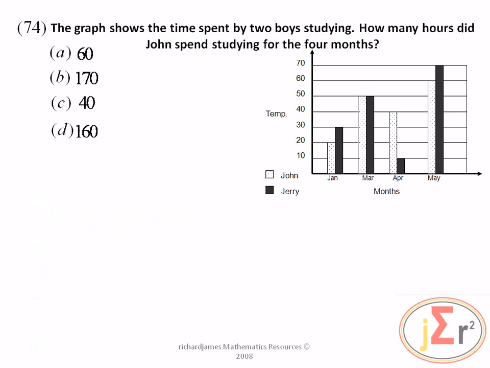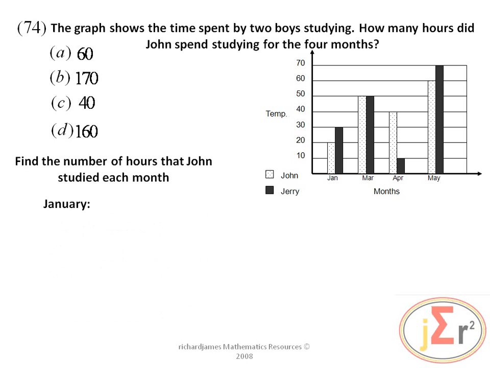The graph shows the time spent by 2 boys studying, and this particular question is, how many hours did John spend studying for the 4 months? So find the number of hours that John studied each month. January. So for January, you take John, and we have it right there, 20, March, 50, April, 40, May, 60.